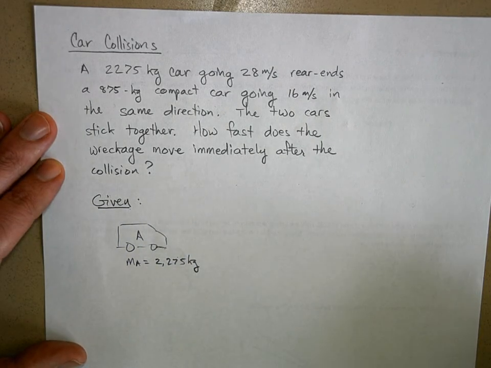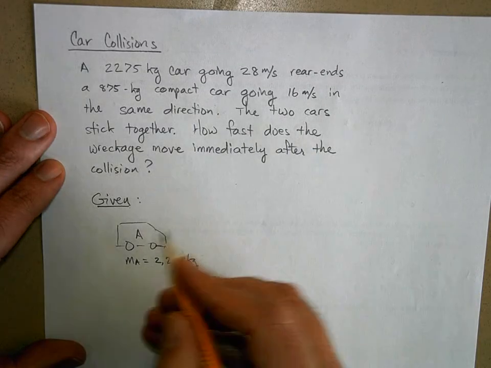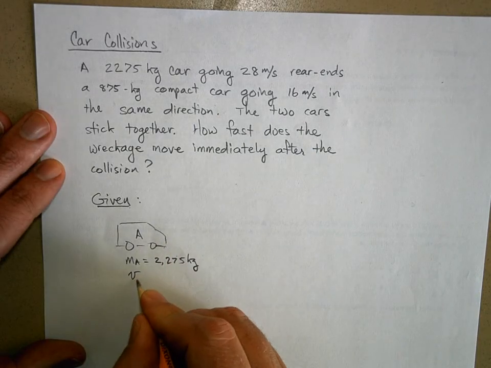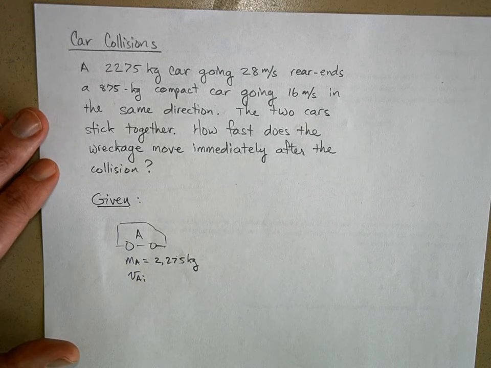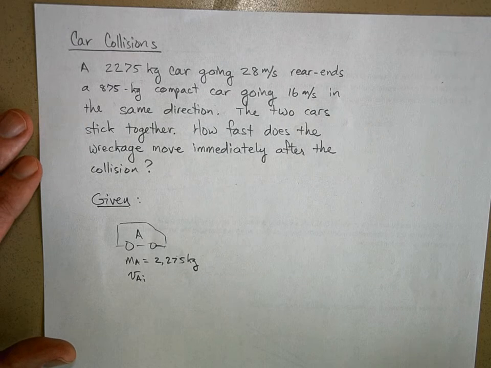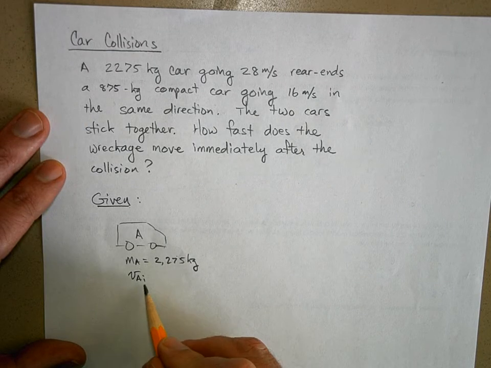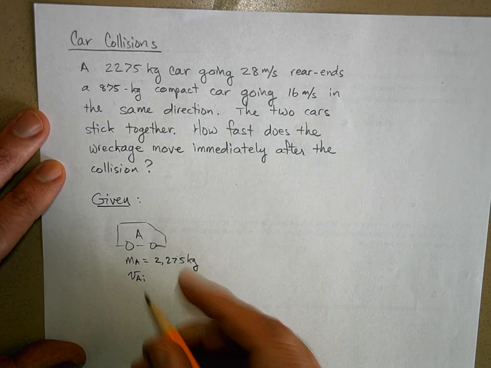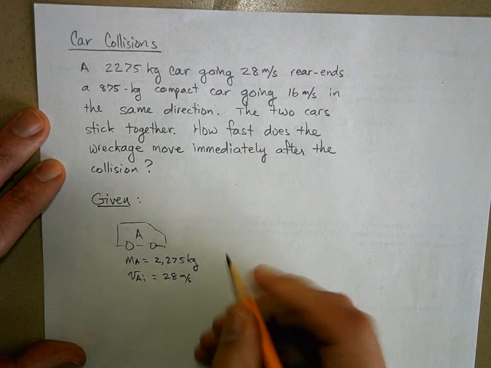And it's going 28 meters per second. So I'm going to call that VA initial. This is the initial velocity for car A. Now the book puts a 1 right there. I don't like using ones, so I call it initial. And it's going 28 meters per second.